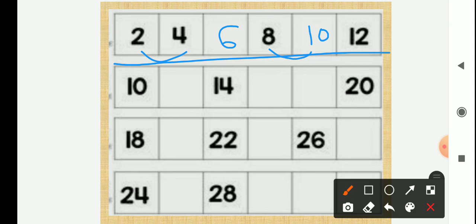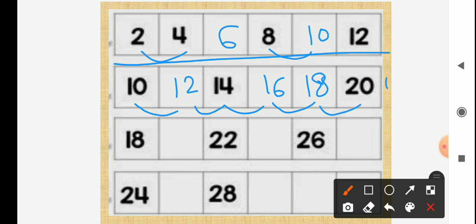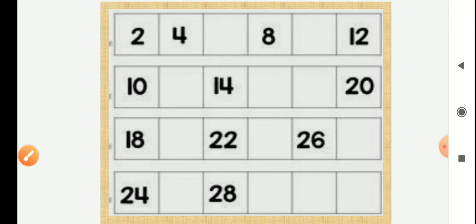Now next, 10. To get the next number, we have to add 2. 10 plus 2, 12. 12 plus 2, 14. 14 plus 2, 16. 16 plus 2, 18. And 18 plus 2, 20. In this way, we complete this series also.